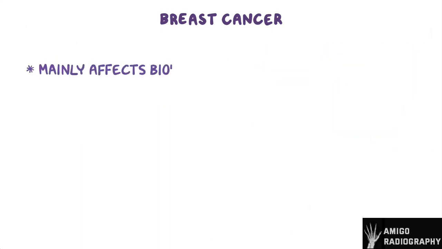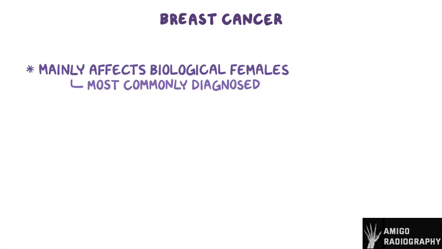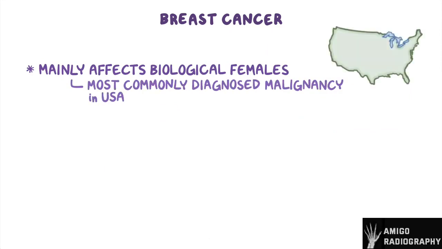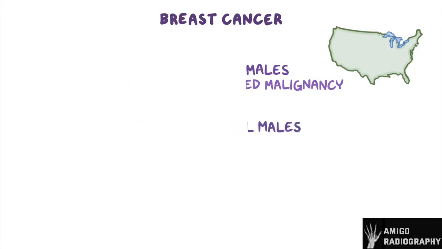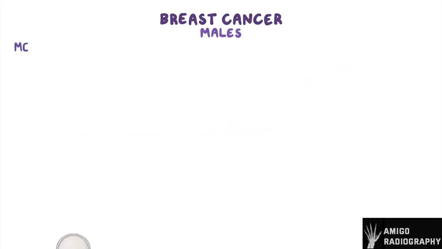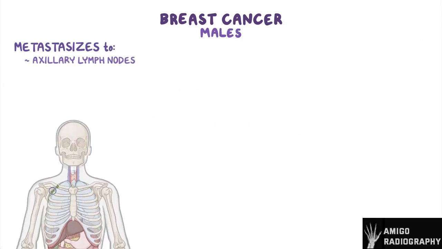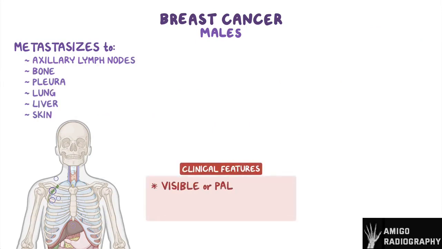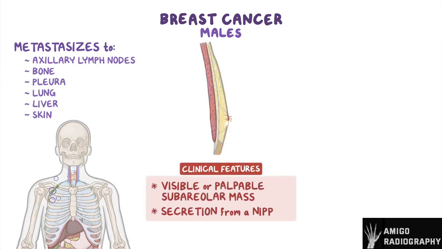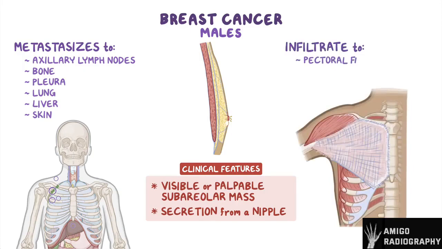Breast cancer mainly affects biological females, and it is the most commonly diagnosed malignancy in women in the United States. However, up to 1.5% of cases occur in biological males. In males, the cancer also usually metastasizes to the axillary lymph nodes in addition to bone, pleura, lung, liver, and skin. In male individuals, a visible or palpable subareolar mass or secretion from a nipple can suggest breast cancer. In males, breast cancer tends to infiltrate the pectoral fascia, pectoralis major muscle, and apical lymph nodes in the axilla. Unfortunately, it frequently goes undetected until there are already metastases.